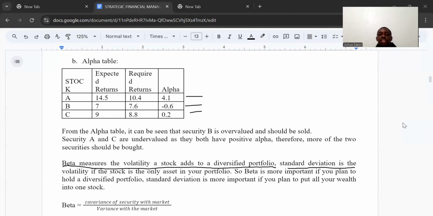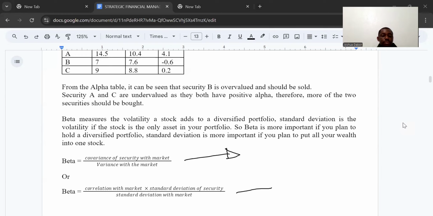But for an investor that has just one security, that means it is undiversified. That means that investments will be measured using what? The standard deviation. So beta is more important if you plan to hold a diversified portfolio, while the standard deviation is more important if you plan to put all your wealth in one stock.